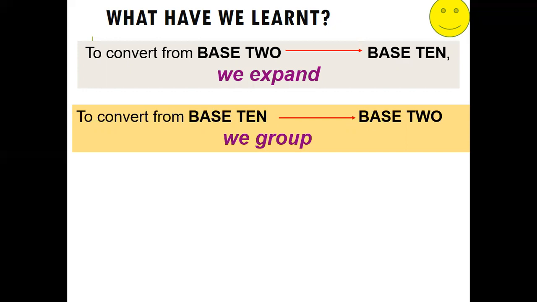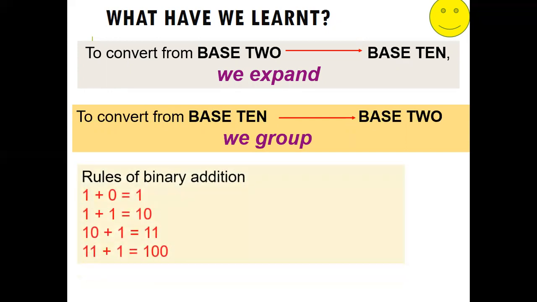Then we also learned the rules of binary addition, and these are the rules. 1 plus 0 is 1. 1 plus 1 is 2 in base 10, but it's 1, 0 in base 2. And 1, 0 plus 1 is 1, 1, and 1, 1 plus 1 is 1, 0, 0. And then we also took some examples on addition, and we saw how to apply those rules. So it's very simple.